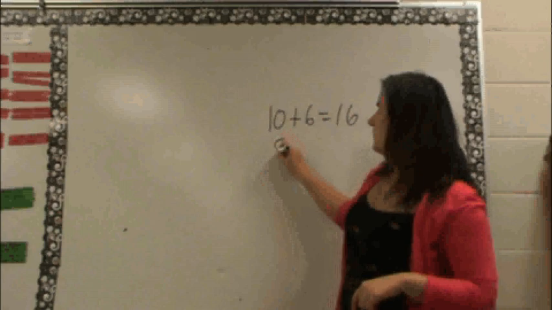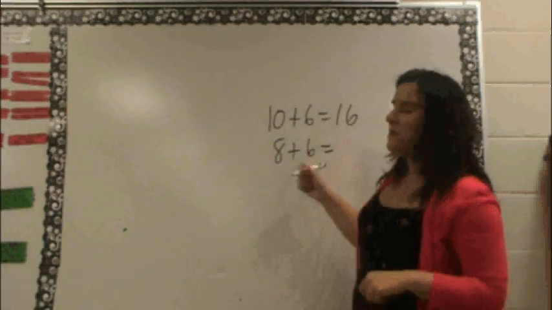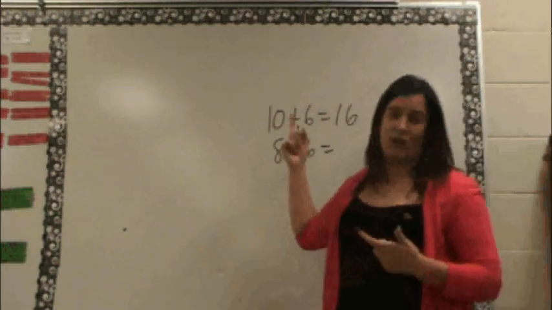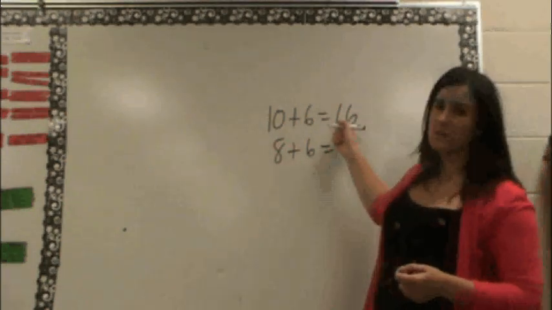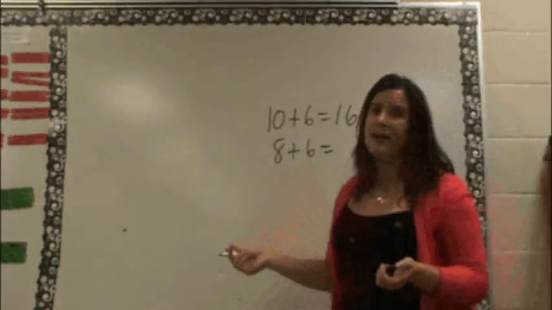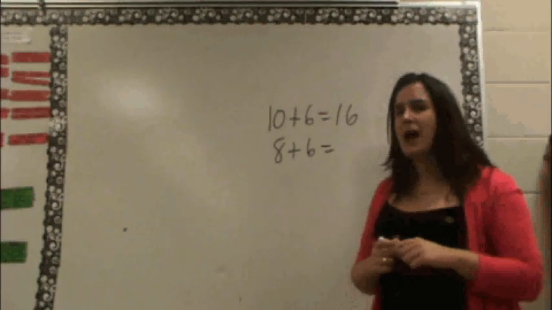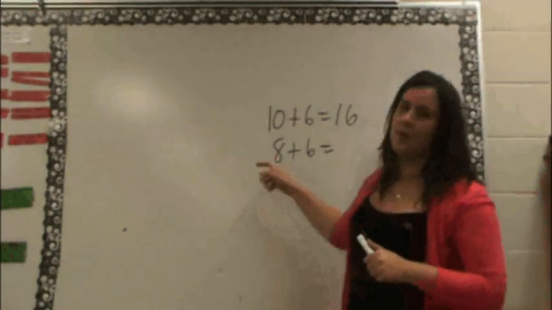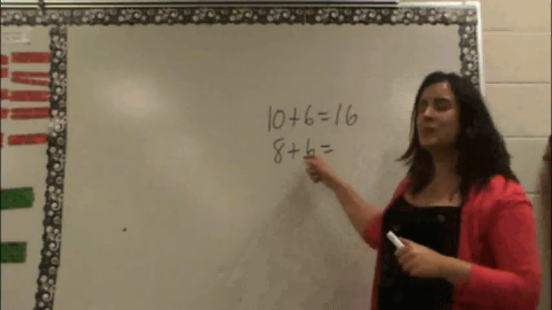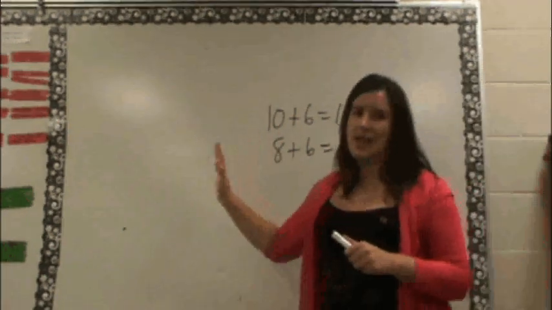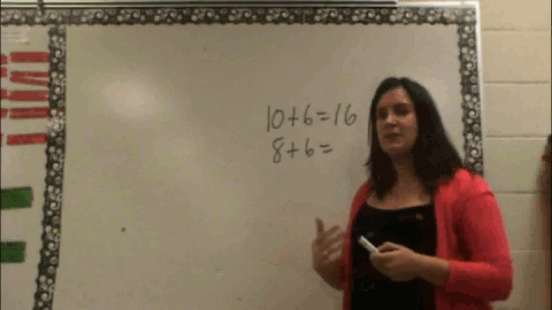If I add 8 plus 6, now I'm thinking 8, is it larger or smaller than 10? Well, it's smaller than 10. So can my answer be larger than 16? No, it has to be smaller. Smaller by how much? How far is 8 away from 10? Well, 8 is 2 away from 10. So therefore, the 6 will need to give 2 away to the 8 to make 10. And what's left is 4.